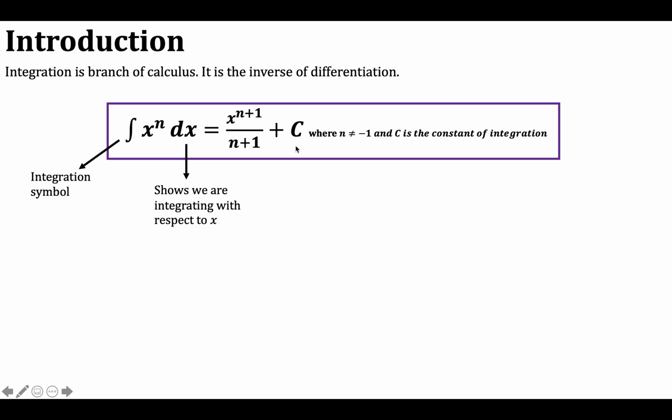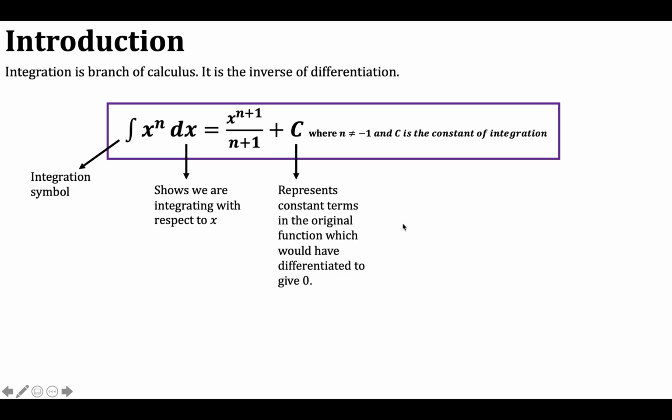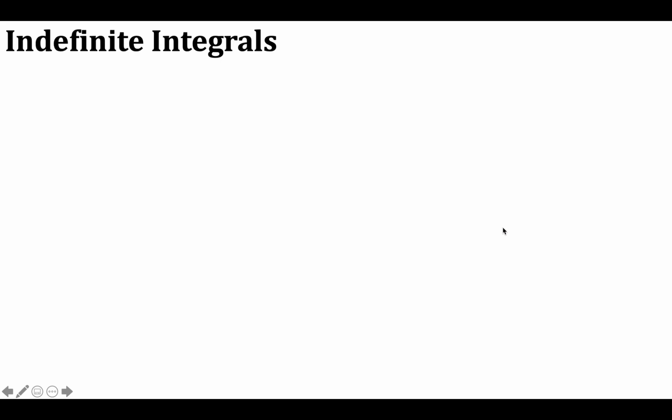And finally, we've got this plus c, and that is the constant of integration, and it represents constant terms in the original function which would have differentiated to give 0. So if you remember back, any constant, say it was 5, that would have differentiated and given us 0. And when we're going back from 0, we're not quite sure what that would have been, so we're just going to call it c so that we're generalising that. Any integral which has the constant of integration at the end is called an indefinite integral. So that's what we're going to look at just now, and we'll take a look at some examples here.